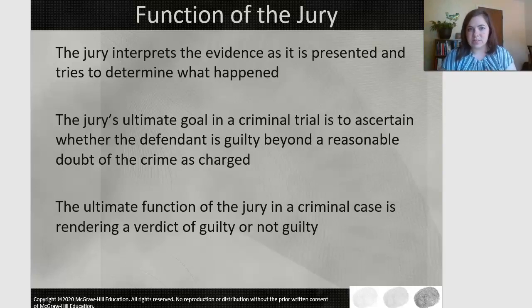So once we get to a jury, the goal of that jury is to interpret the evidence that's presented and determine what happened. The ultimate goal is to figure out whether the defendant is guilty beyond a reasonable doubt, and they will do so by rendering a verdict at the end of the trial.